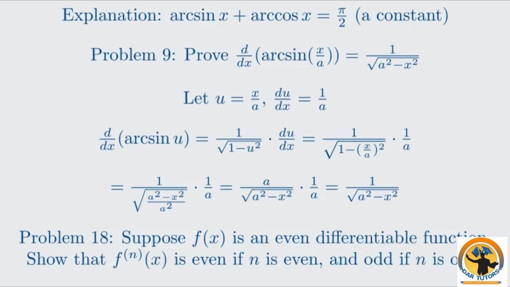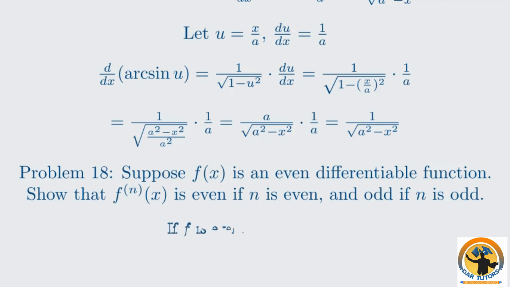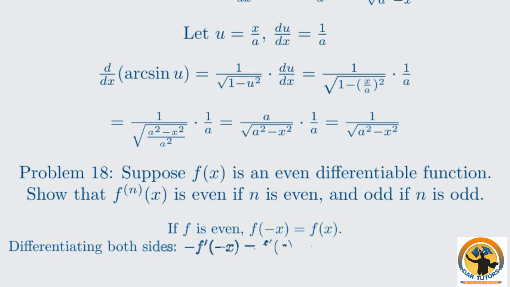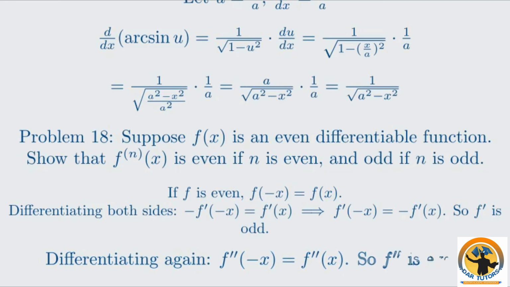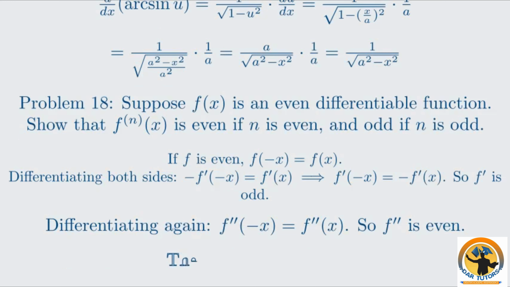Finally, problem 18 is a theoretical question about the derivatives of even and odd functions. If f is an even function, its derivative f prime is odd. If f prime is odd, its derivative f double prime is even. This pattern continues. So the nth derivative is even if n is even, and odd if n is odd.